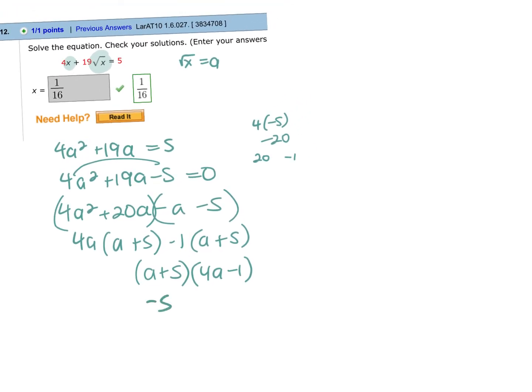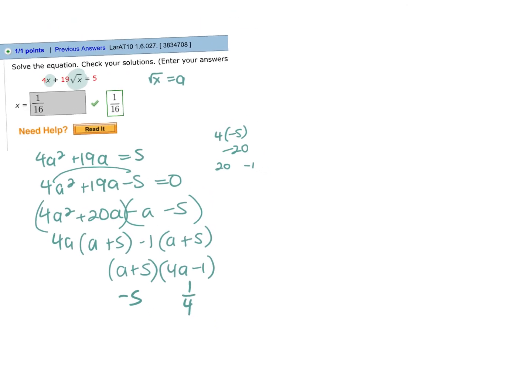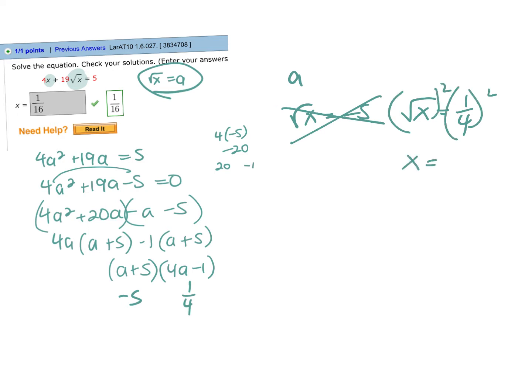And then I get negative 5 and I get 1/4. Wait, what did I do wrong? Because neither of those are there. That would be helpful. So then I have to plug back in. A was this, right? So I have to say the square root of x equals negative 5 and the square root of x equals 1/4. This can never happen. Square root can never be a negative number. So x would equal this squared, 1/16. The square root of a number can never equal a negative number. So you rule that one out.